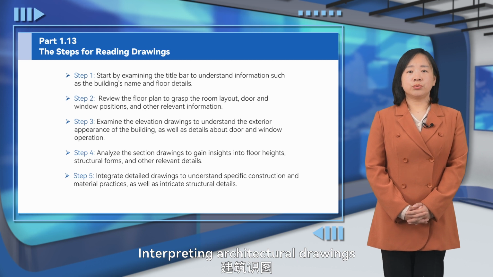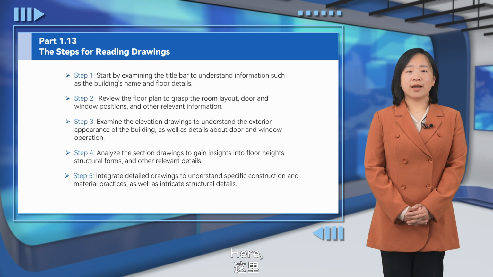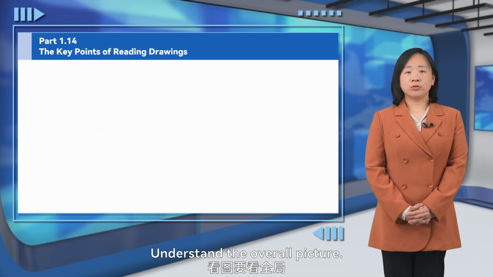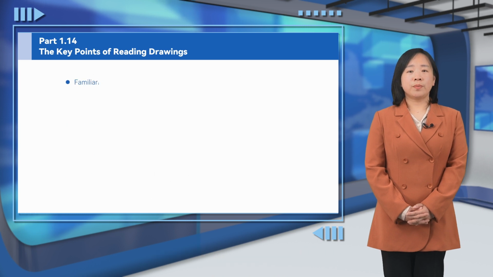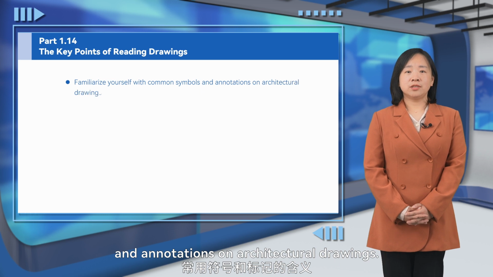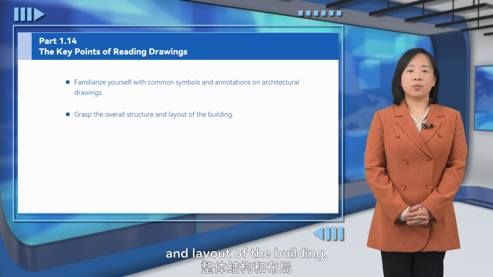Interpreting architectural drawings requires skill, and attention to detail is crucial. Here, we summarize the steps for reading drawings. Understand the overall picture. Familiarize yourself with common symbols and annotations on architectural drawings. Grasp the overall structure and layout of the building.